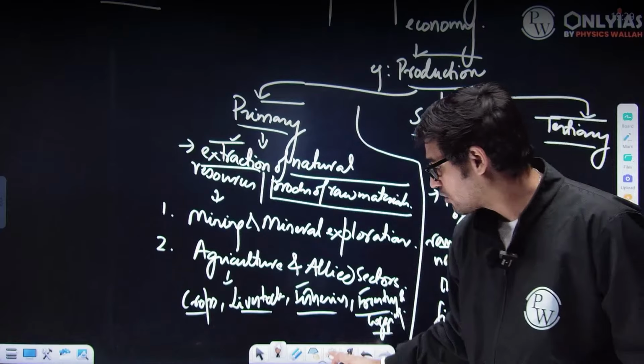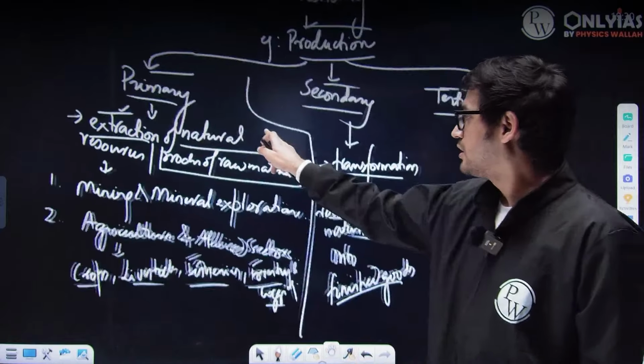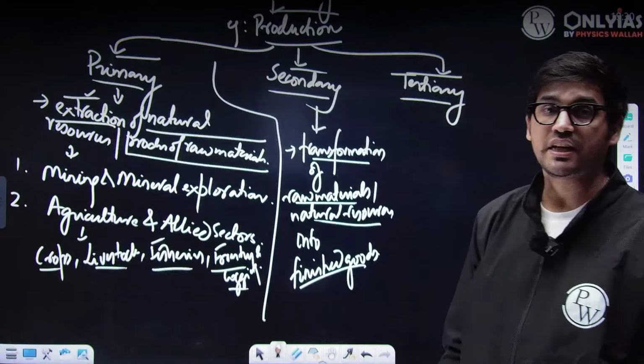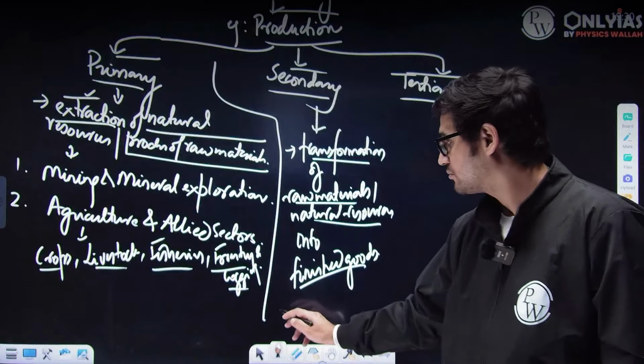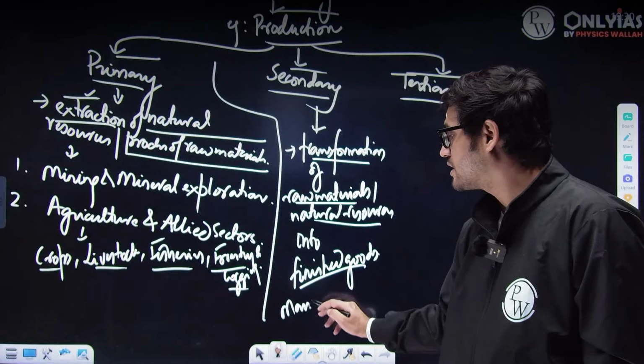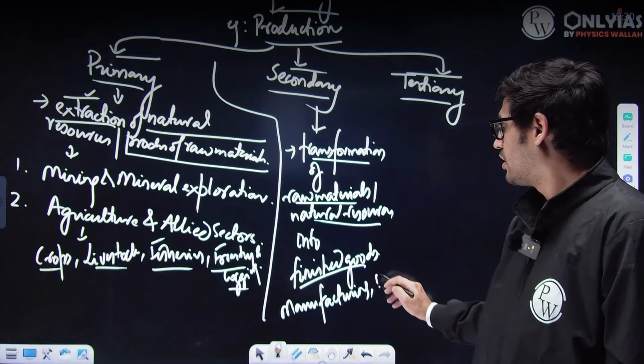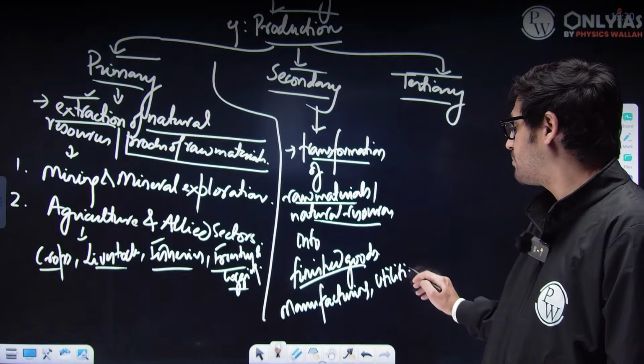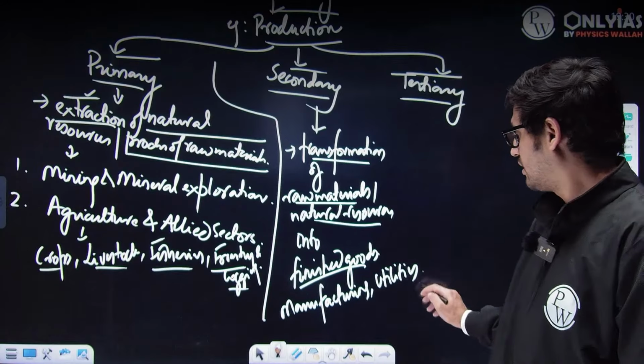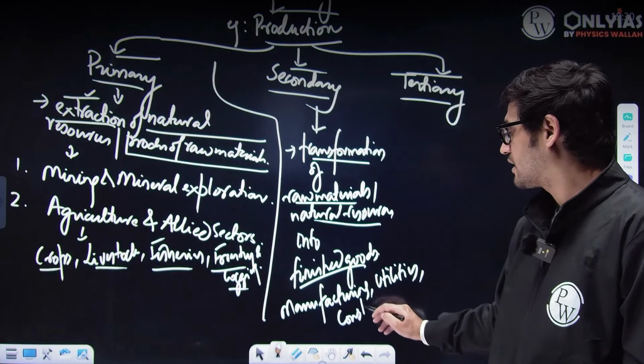Secondary sector, what goes in the secondary sector? Broadly speaking, three items go in the secondary sector. Manufacturing goes here. Utilities, which means essentially power and water. And the third thing is construction.